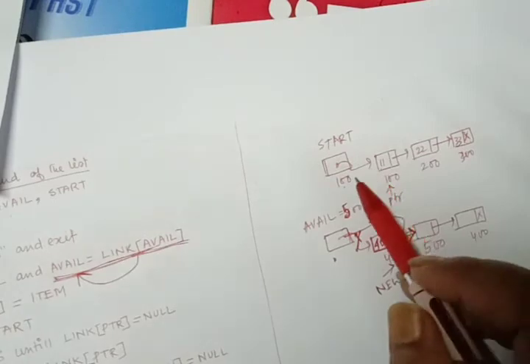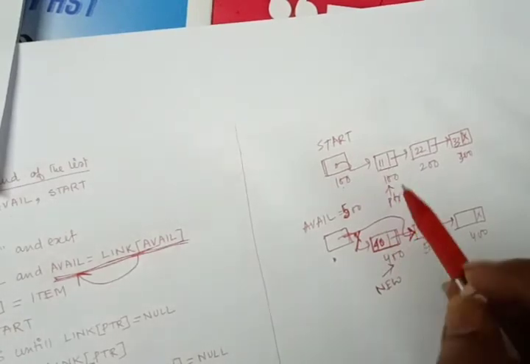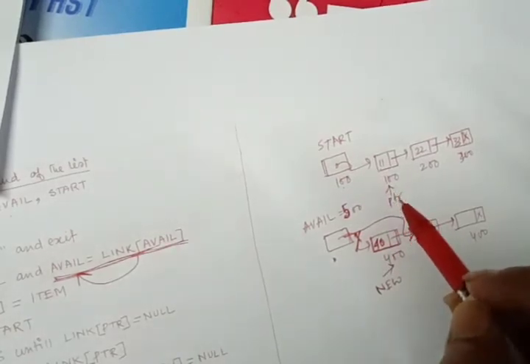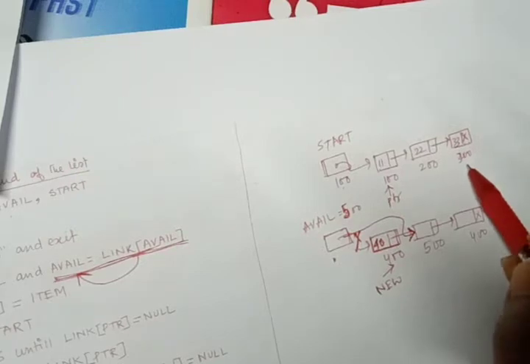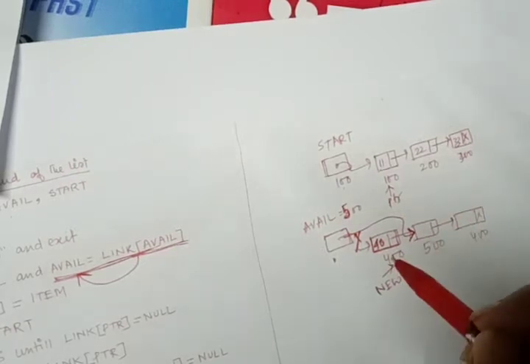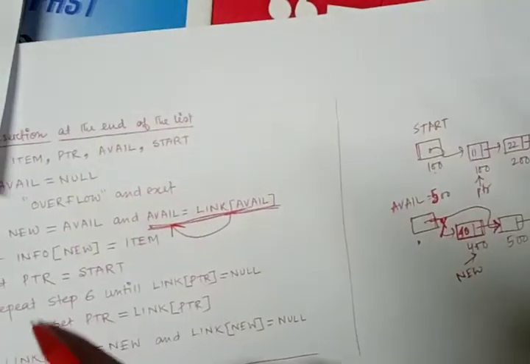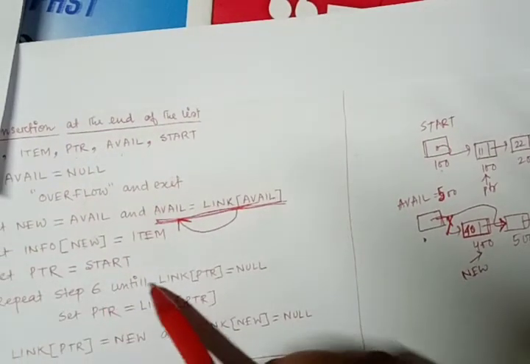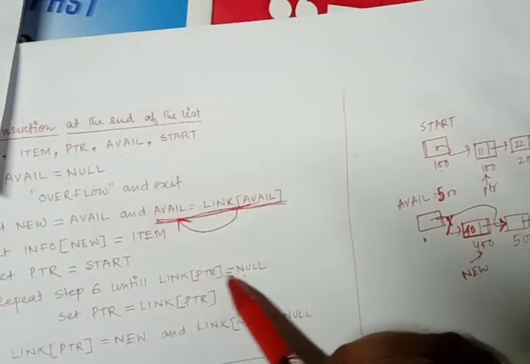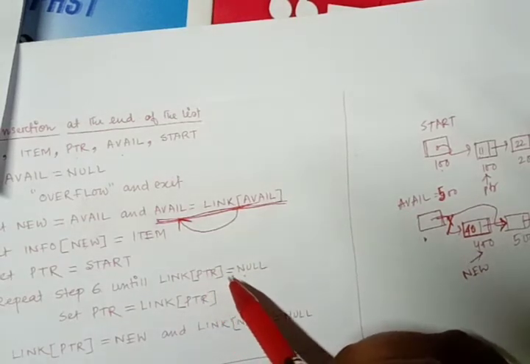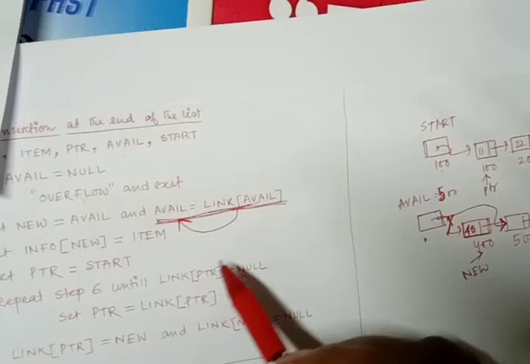Okay, and we have to process the list and move the pointer variable ptr to the end of the list, so that we can insert that block at the end of the list. So using this line, repeat step 6 until link of ptr is not equal to null. Once we get the null pointer, we stop the execution.